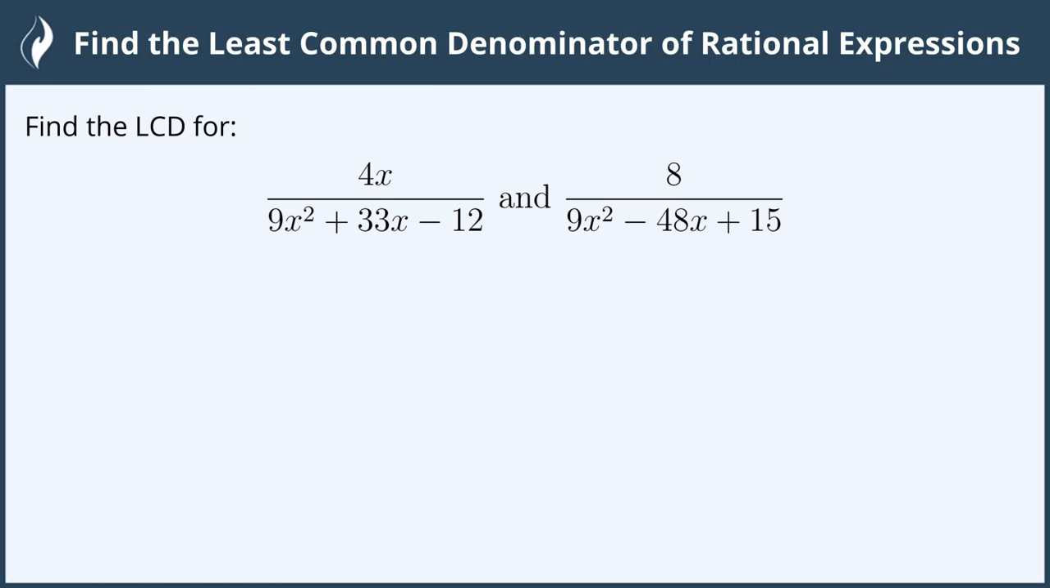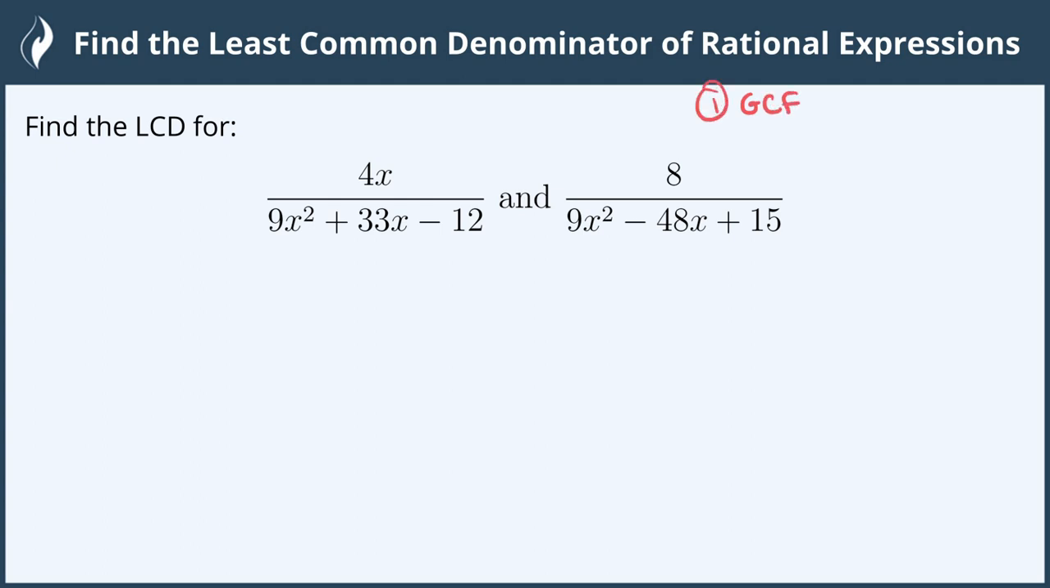Hi everyone! In this video we will find the least common denominator of rational expressions. Find the LCD for 4x over 9x squared plus 33x minus 12 and 8 divided by 9x squared minus 48x plus 15. The first thing we want to do whenever we are factoring is look for the greatest common factor.